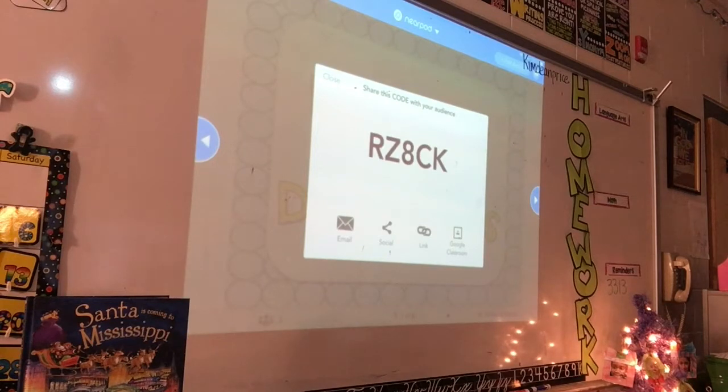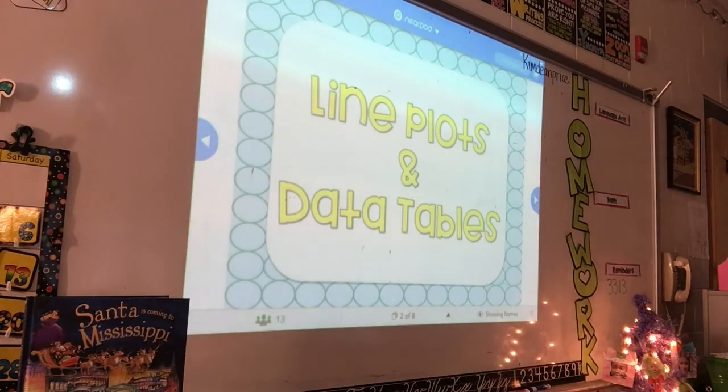So back over line plots. What's a line plot? A line. Good. It uses a number line with what? X's. Good. What's a data table? What's the word data mean? Remember I gave you some words right when we started graphs. We said first we have to take a survey. Good. We take a survey and then we make a tally table. So that's also called a data table, okay? That's where you collect data.